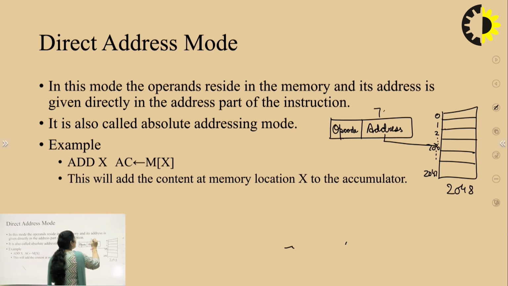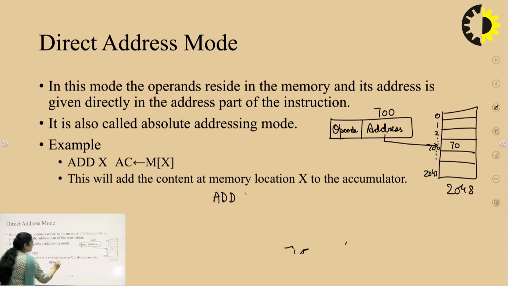For example, if its value was 700, then 700 is not the operand, it is the memory location where my operand is lying. For example, add x. Add x means go to memory location x, fetch the data from there and add that data to the accumulator. If I specify it like this, M of x, that means from the memory location x I will fetch the data from the memory, and then that data will be added to the content of the accumulator, and finally the value is stored back to the accumulator. I guess it is clear. This will add the content at memory location x to the accumulator itself.